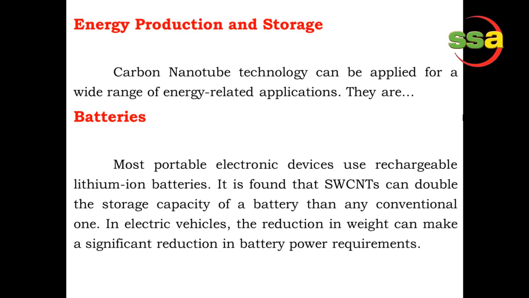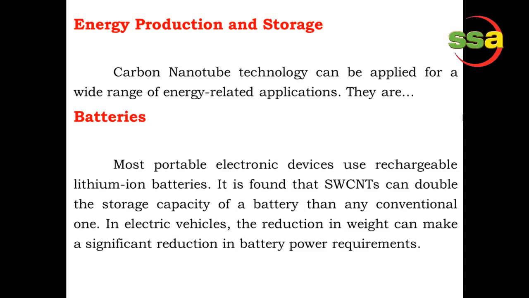Okay. Next, energy production and storage. So these nanotubes can be used for storage purposes, like in the case of electrical condensers, which can store electricity. Here also, nanomaterials are used for storage, such as nano batteries. Basically, see that carbon nanotube technology can be applied for a wide range of energy related applications, that is, batteries.